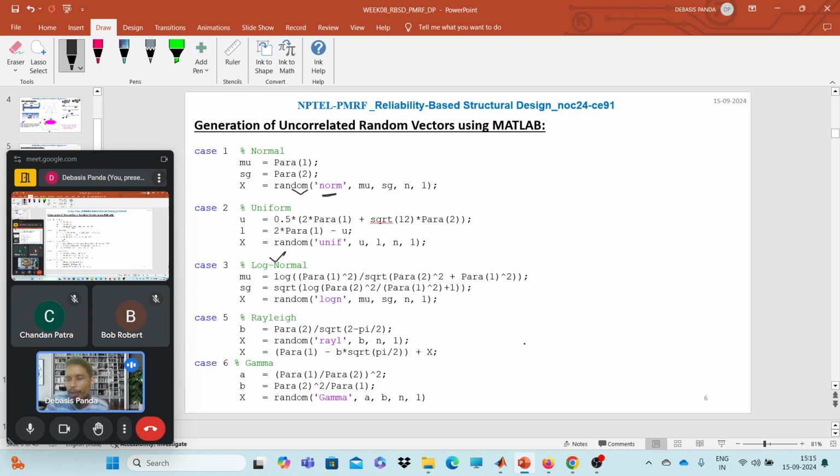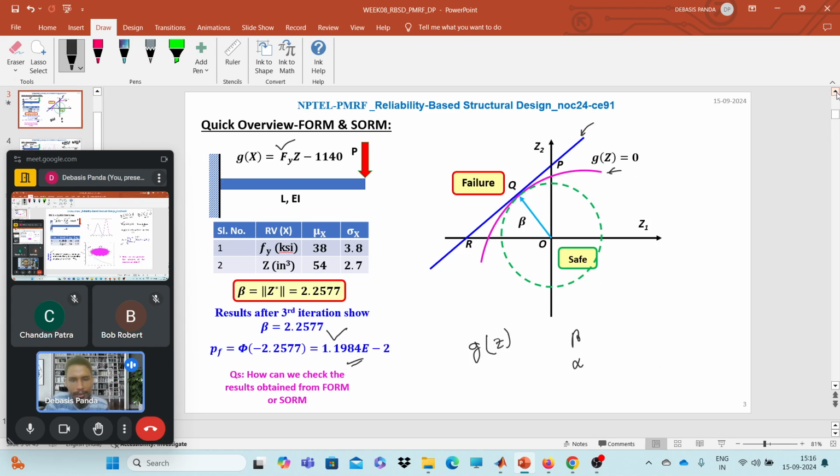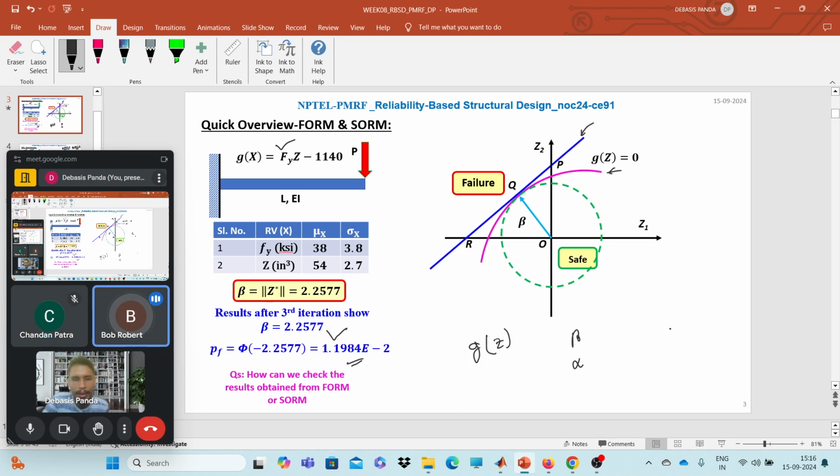Now once we have the random samples, our task is easy to solve the MCS, Monte Carlo simulation. Okay, so Bob, we have actually already started that Monte Carlo simulation thing. So for you, I will quickly recap this once. So are you there? Yes, I'm there. Thank you very much.